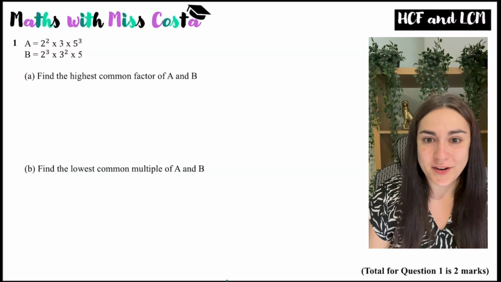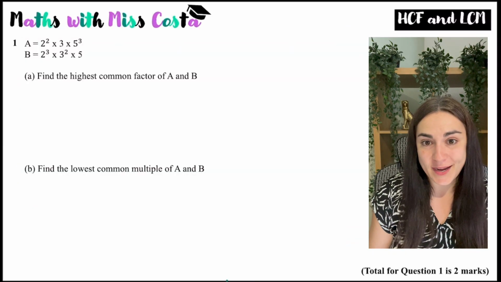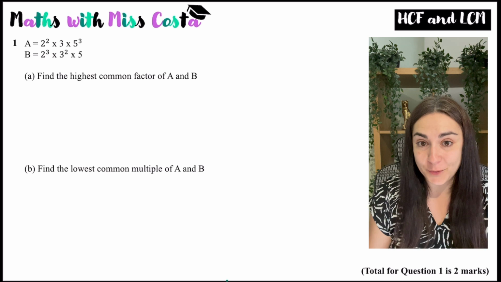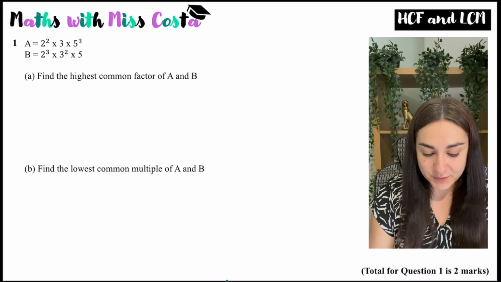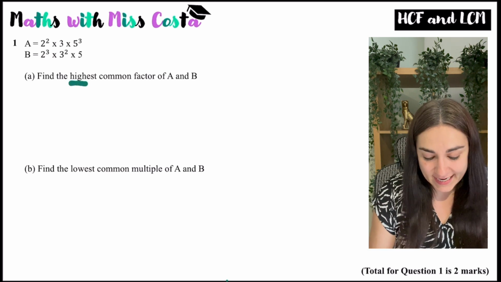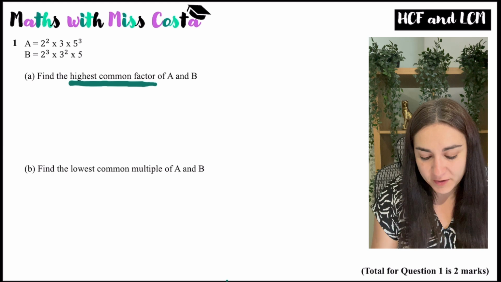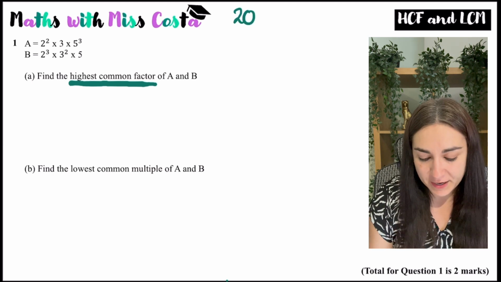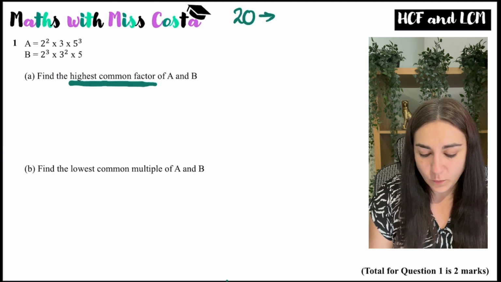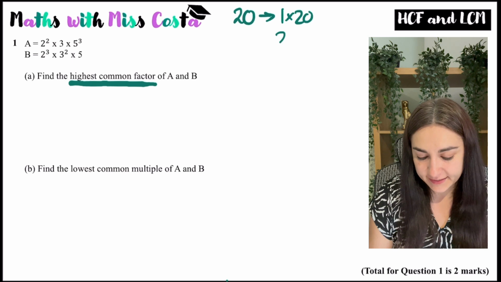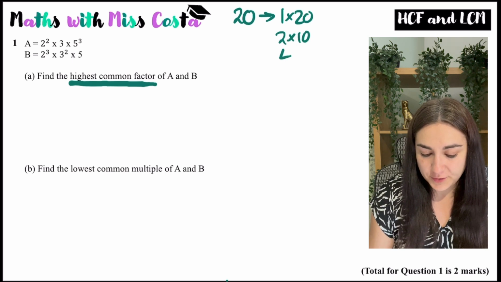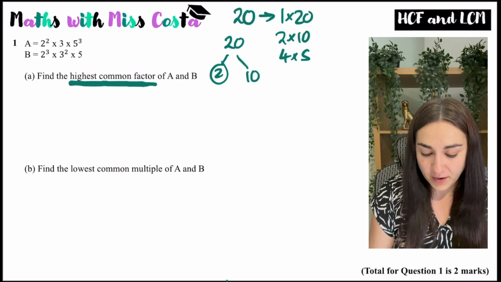Okay, so for question 1, I've been told that A is made up of 2 squared times 3 times 5 cubed, and B is made up of 2 cubed times 3 squared times 5. They're asking me to find the highest common factor of A and B. Now, if I was being asked that normally, what I would do is list the factors of each number. I could do that by just listing the factor pairs, or I could have used a factor tree, and then I would have got their prime numbers.